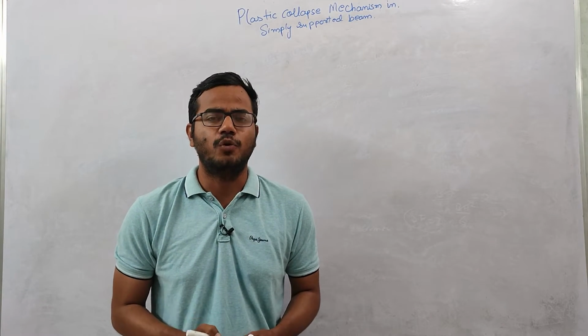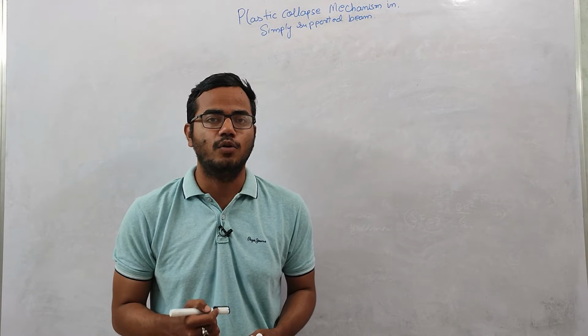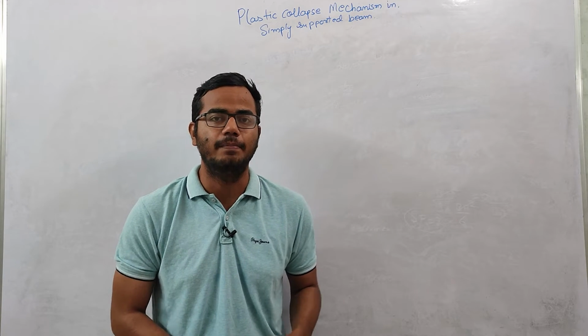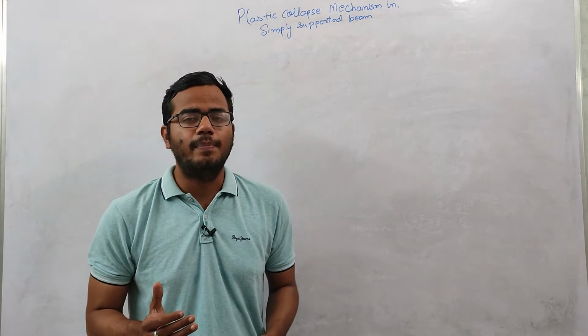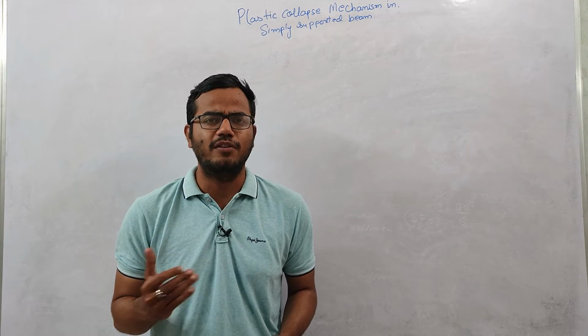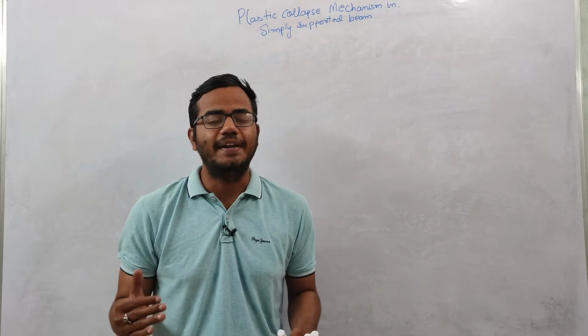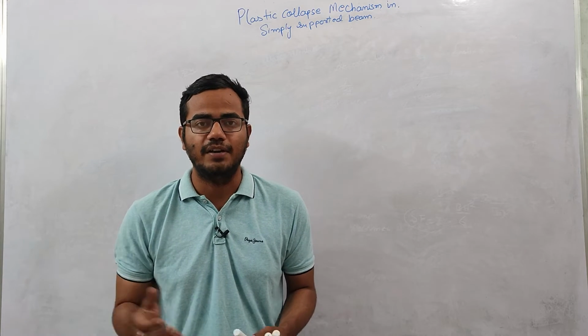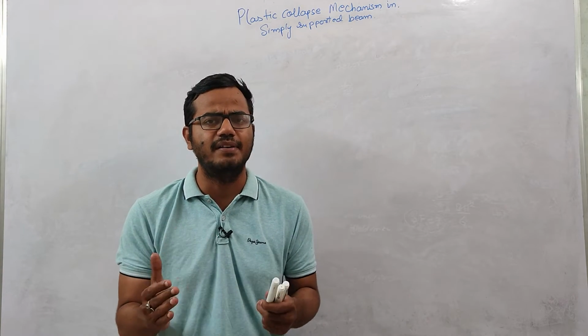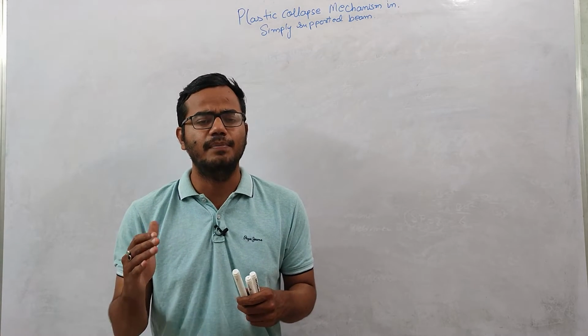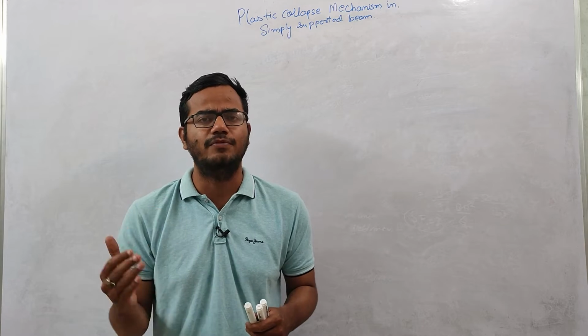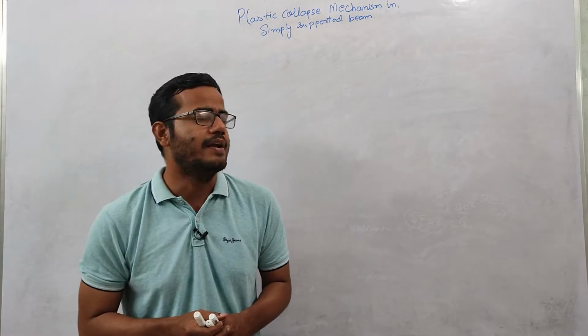In this lecture we are going to discuss the plastic collapse mechanism in a simply supported beam, right? This is a very important lecture. Till now in plastic analysis we have discussed what plastic analysis is, how we can take advantage of plastic analysis in our design, and basically we studied that this method is applicable to steel structures, and in some cases we can apply it to RCC structures also, right?